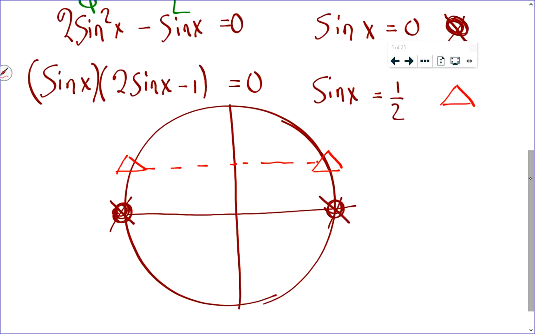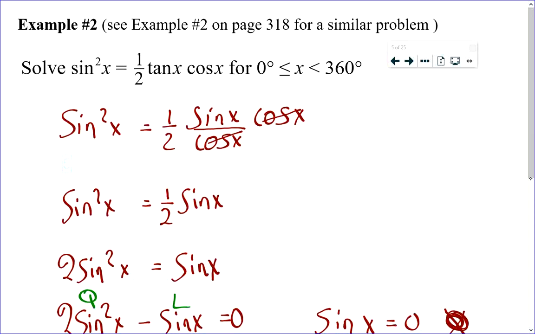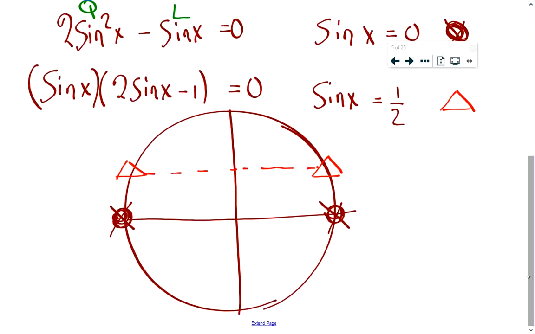Now what are we after? Zero to 360, including 0 but not 360. So we will have 0 degrees for this one. We will have 30 degrees for this one. We will have 150 degrees for the third one, and we will have 180 degrees for the final one.